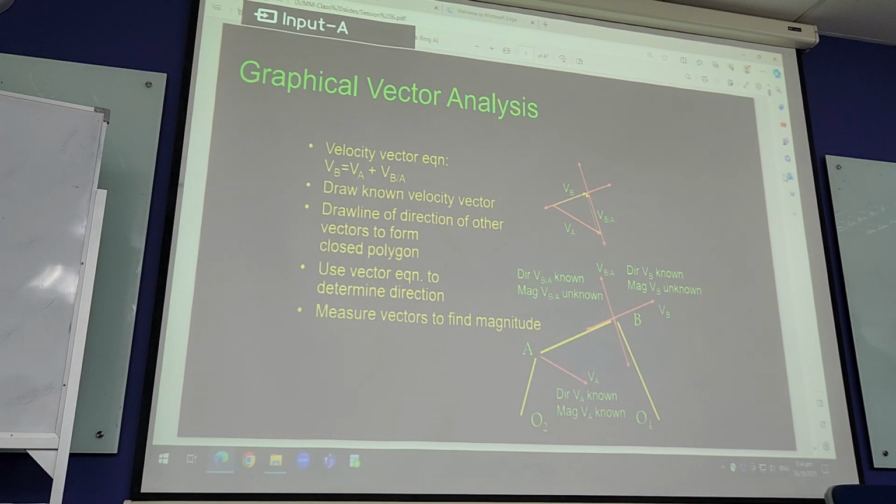So you can see here the first part is the graphical velocity analysis. We start with the relative velocity equation, right? So velocity of B is velocity A plus velocity B to A. Velocity A, you always know the information.